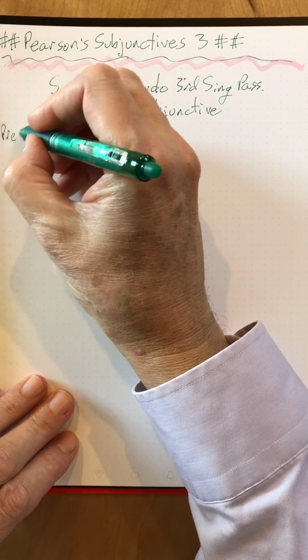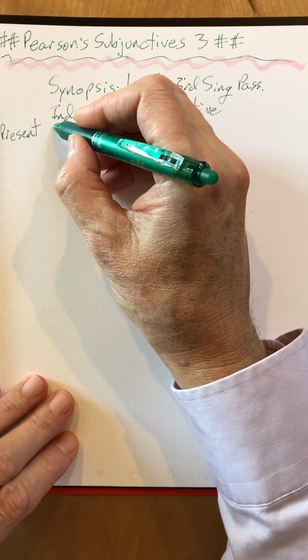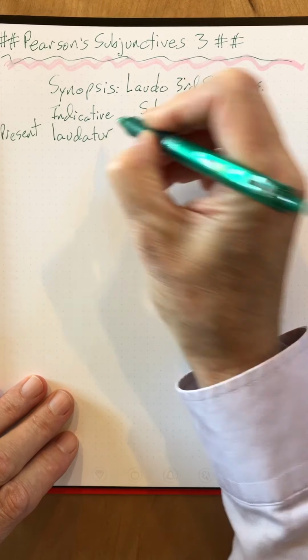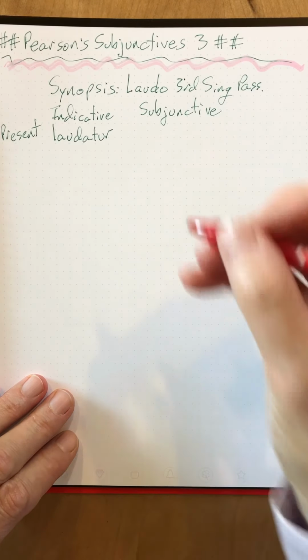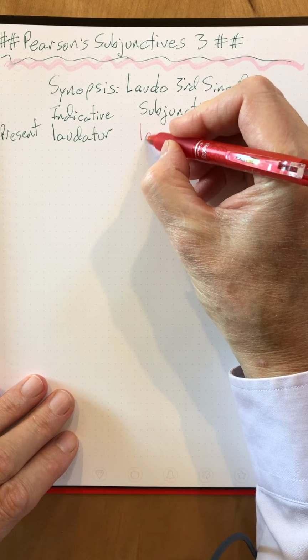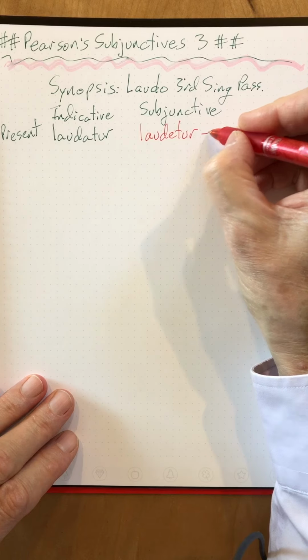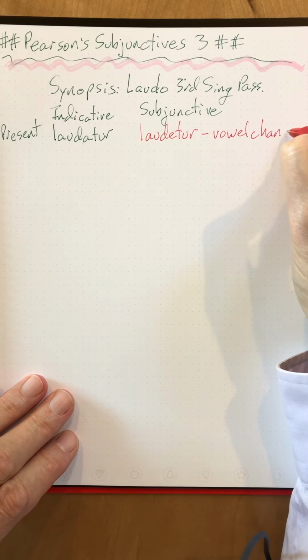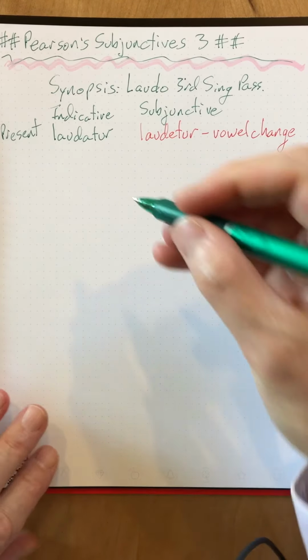So, present indicative passive of laudo. She is praised. That's going to be laudatur. Pretty simple. And then, for the subjunctive, it's going to be laudetur. Cool? Same deal. Vowel change. That's the rule. And again, it's a little different for second, third, fourth, fifth conjugation, but that's okay. We'll get to that in time.